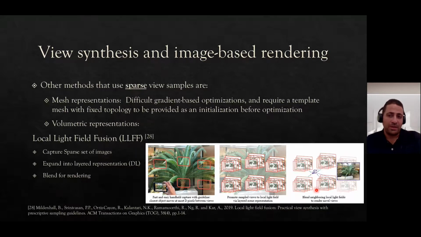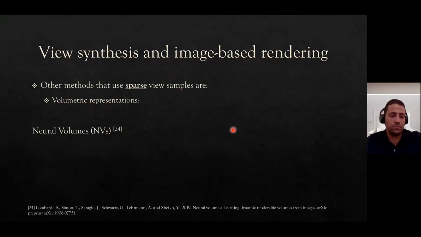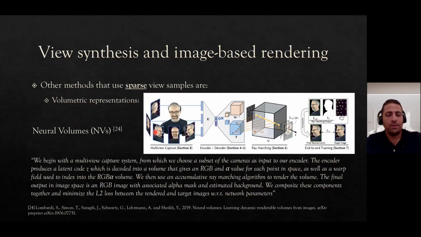This is called blending, in order to represent the novel view that was not present in one of the input images. So this is local light field fusion. The second one, which is also important, is neural volumes, NVs for short.